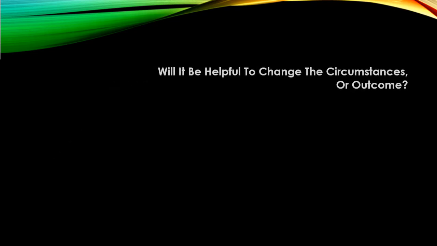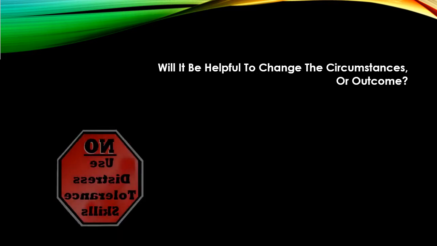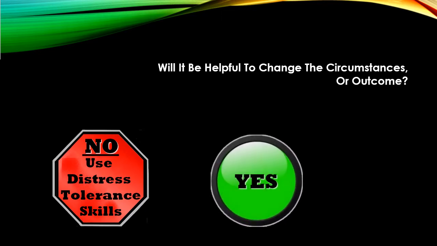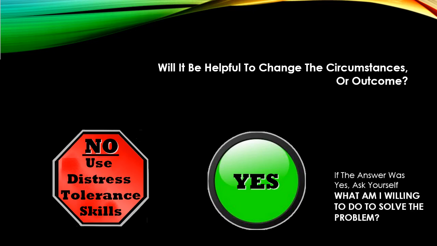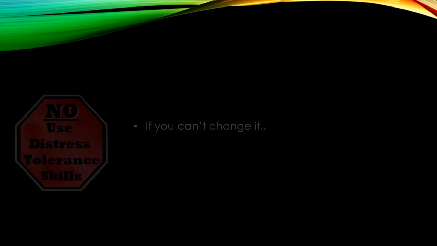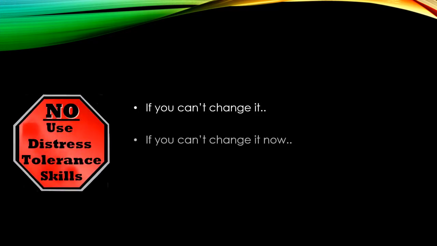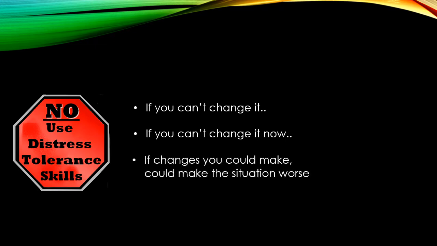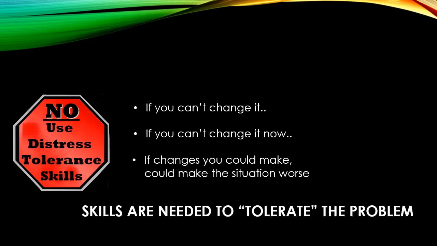Will it be helpful to change the circumstances or outcome? If the answer is no, use distress tolerance skills. If the answer is yes, ask yourself, what am I willing to do to solve the problem? If you can't change it, or if you can't change it now, or if changes you could make would make the situation worse, then skills are needed to tolerate the problem.